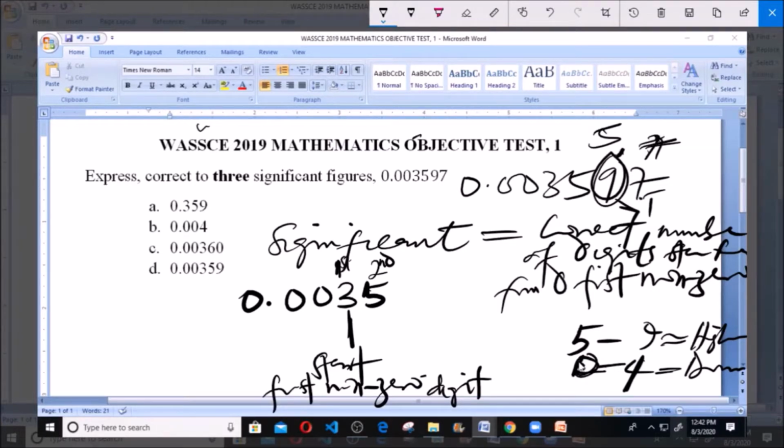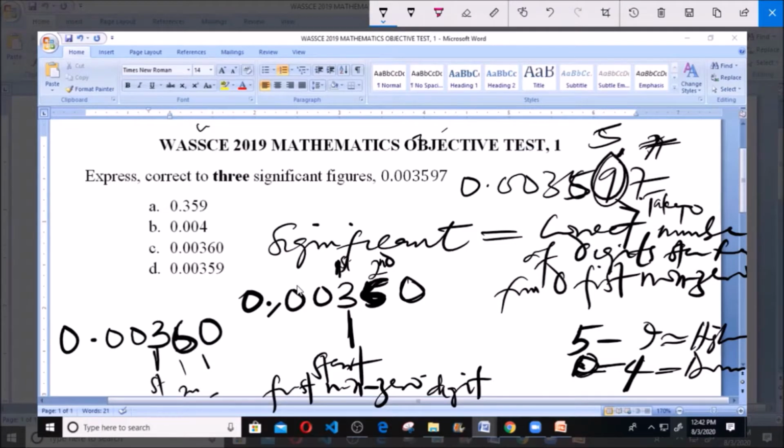And when you are taking 9 up, what do you get? You get 10. Now in this context, you can't write 10, so you move the 1 here, and this 5 becomes 6. Since it is 10, this becomes 0. So now if you are raising this to three significant figures, the answer is 0.00360. Now this is the first, this is the second, and this is the third significant figure.